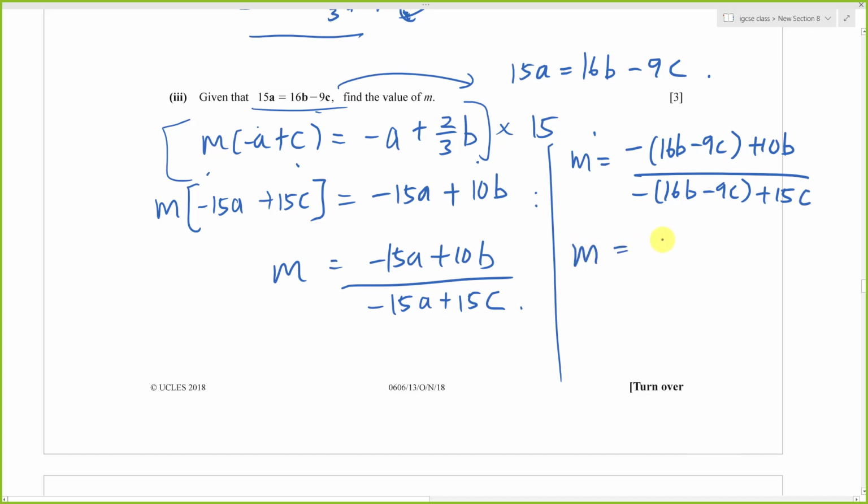Find the value of m. Then this one will be negative 16b, so I will actually get 9c minus 6b. This one, what do I get here? If I simplify 15, this one is negative 16b plus 24c.